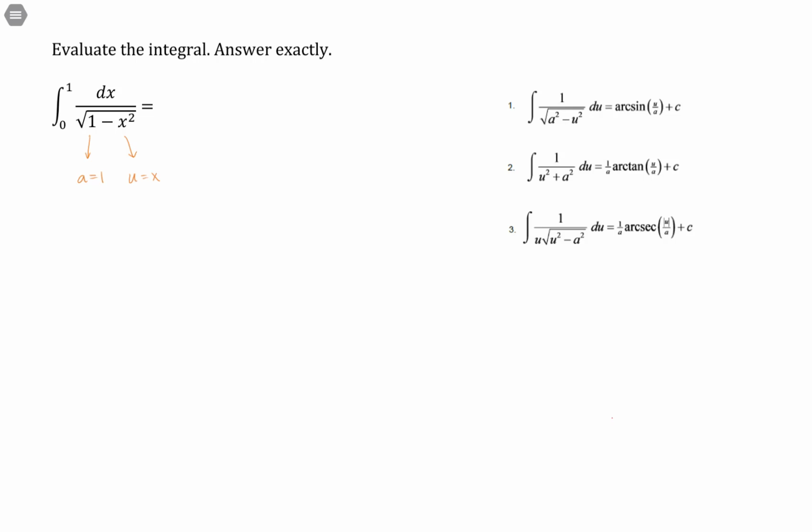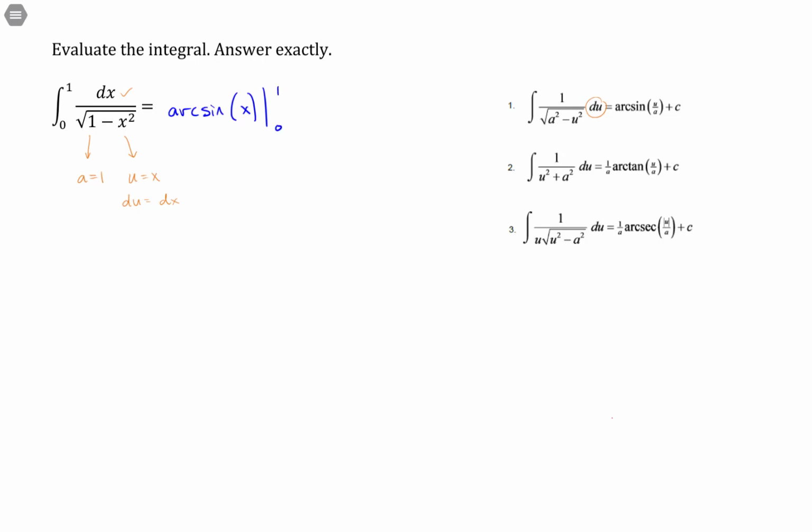Now the other thing that needs to happen is I need to have just du in the numerator. Well, du is going to be just dx, and that's exactly what I have in the numerator, so I'm good there. Now integrating this, the integral is going to be of the form ArcSine, and it's u over a, so u is just x, a is 1, so u over a will just be x, and then it gets evaluated from 0 to 1.